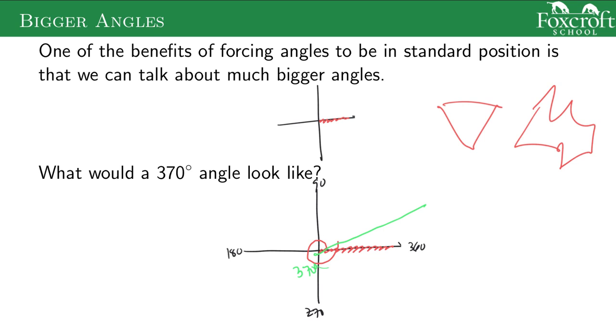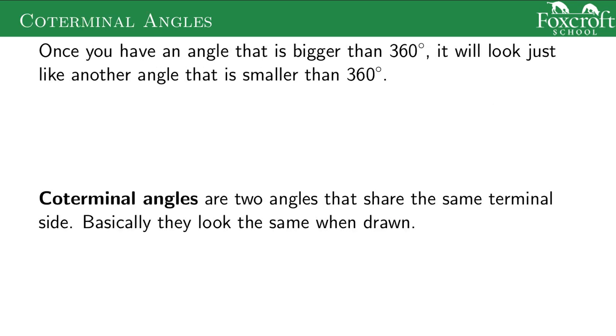All right, so we can talk about these bigger angles, and this makes sense because you're talking about something spinning. It can spin around a lot. It can create these bigger angles. So now we can talk about angles that are bigger than 360, just knowing they rotate around your axis more than once. Once you have an angle that's bigger than 360, it's just going to look like any other angle that is between 0 and 360.